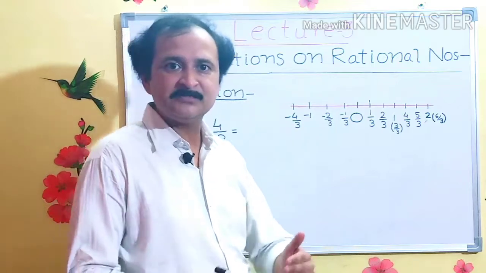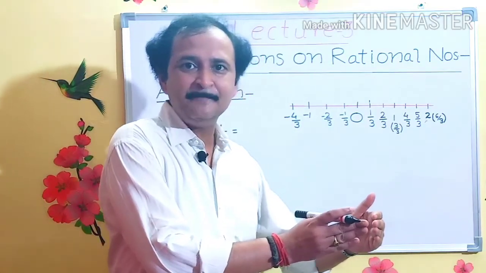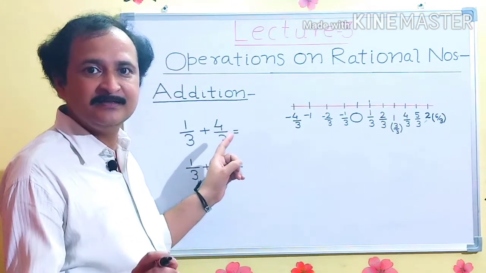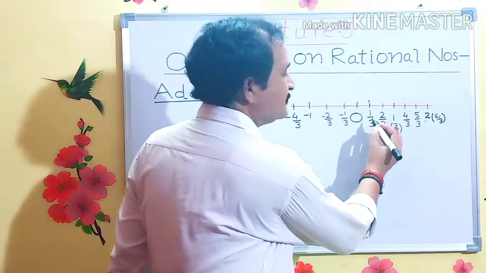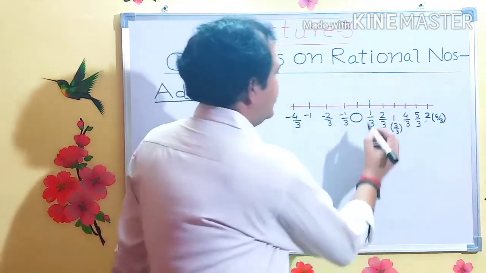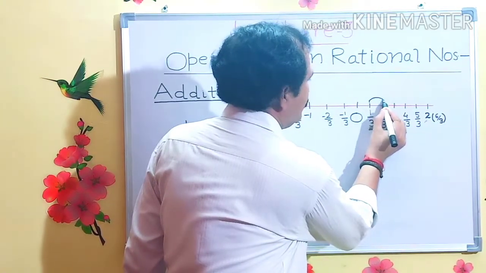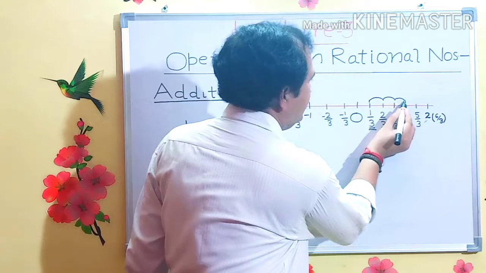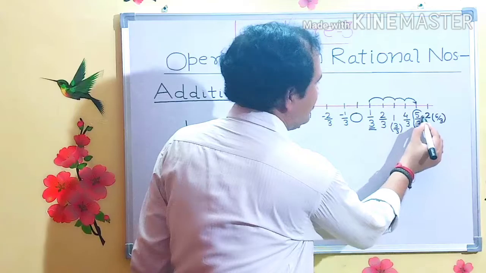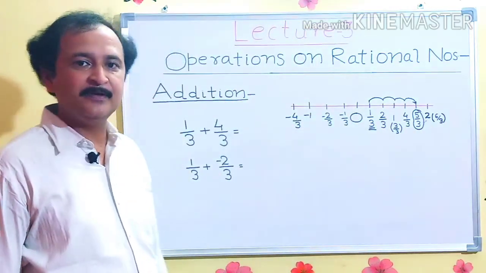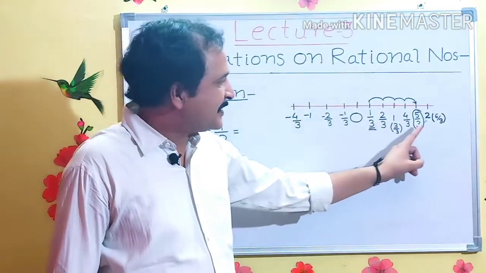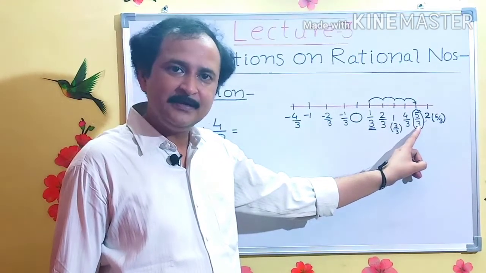And how much distance do we move from 1 by 3? It is 4 by 3, which means 4 times 1 by 3. So if we move 4 times 1 by 3 from point 1 upon 3, we reach the point 1, 2, 3 and 4, which is 5 by 3. It means 1 by 3 plus 4 by 3 is equal to 5 by 3.